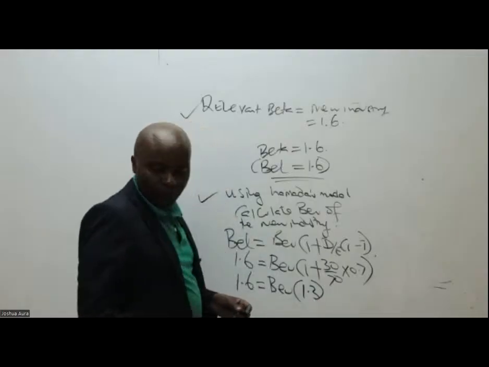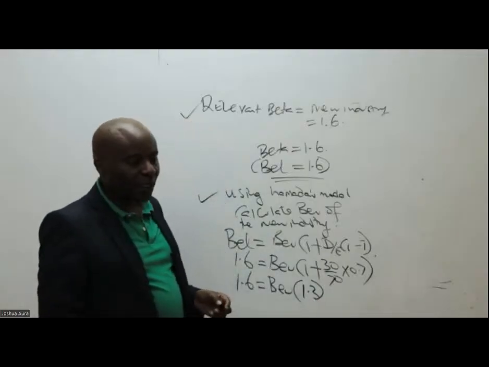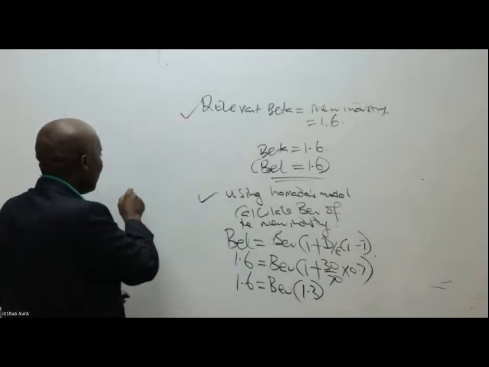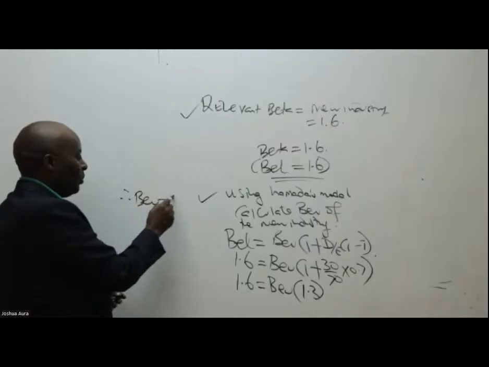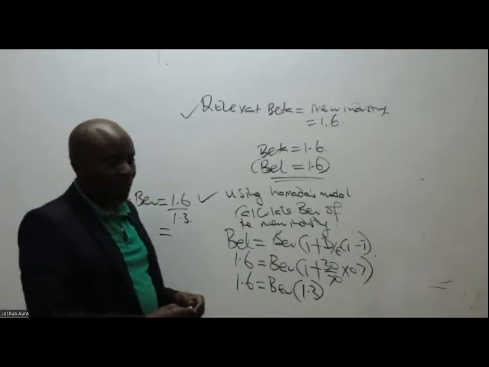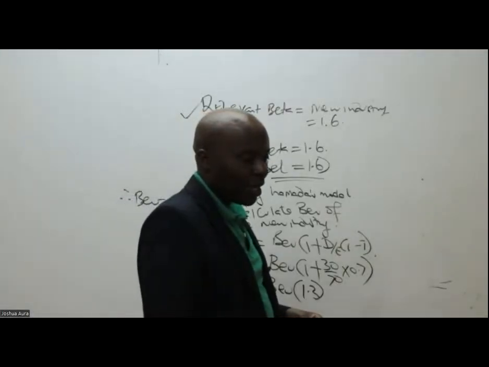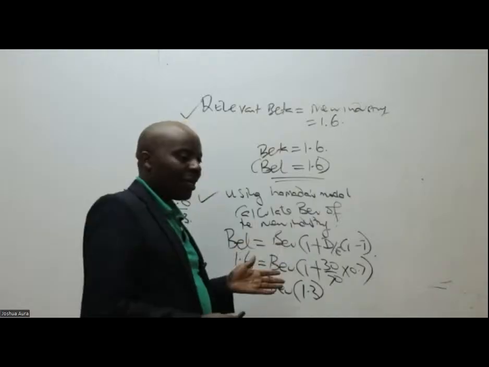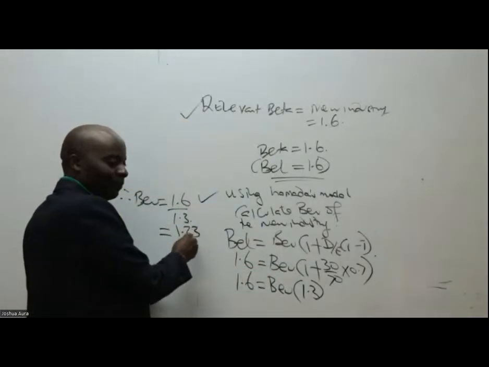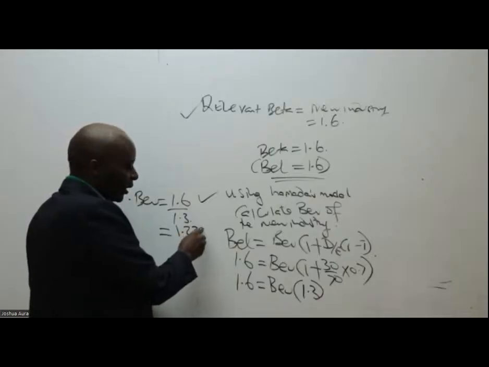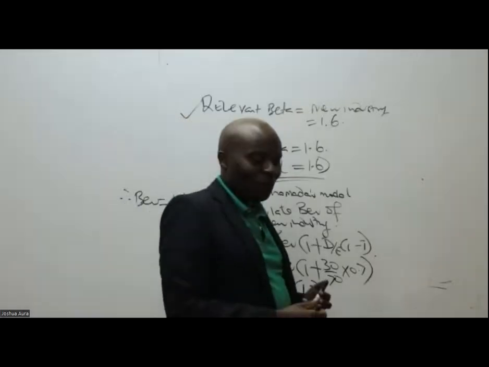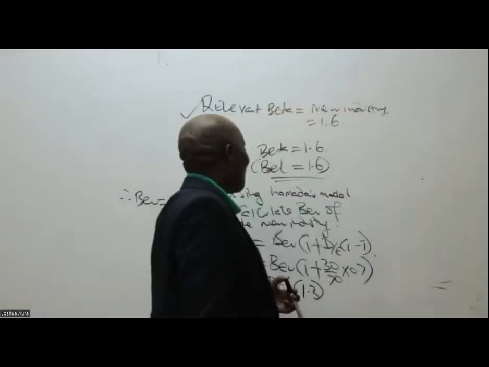Thank you so much. So at the end of the day, my BEU will be equal to 1.6 over 1.3, which will be equal to what? 1.6 divided by 1.3, 1.23. You will get many decimals, but you got it. You don't have a different figure. Thank you so much. Then that is wonderful.